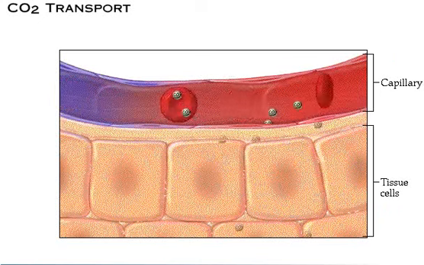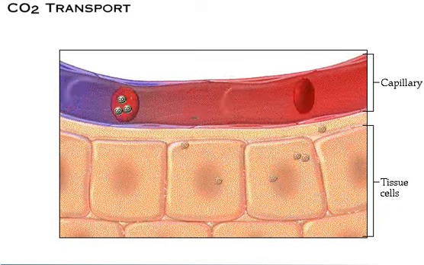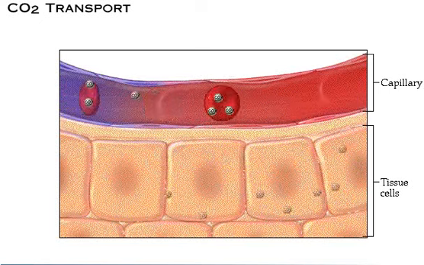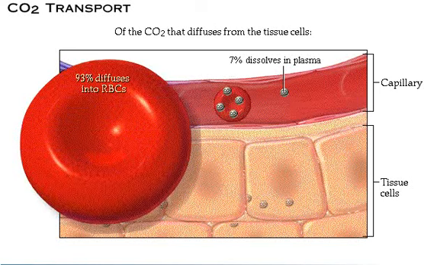Now let's look at carbon dioxide transport. Recall that carbon dioxide is produced by cells throughout the body. It diffuses out of the cells and into the systemic capillaries, where approximately 7% is transported dissolved in plasma. The remaining carbon dioxide diffuses into the red blood cells.